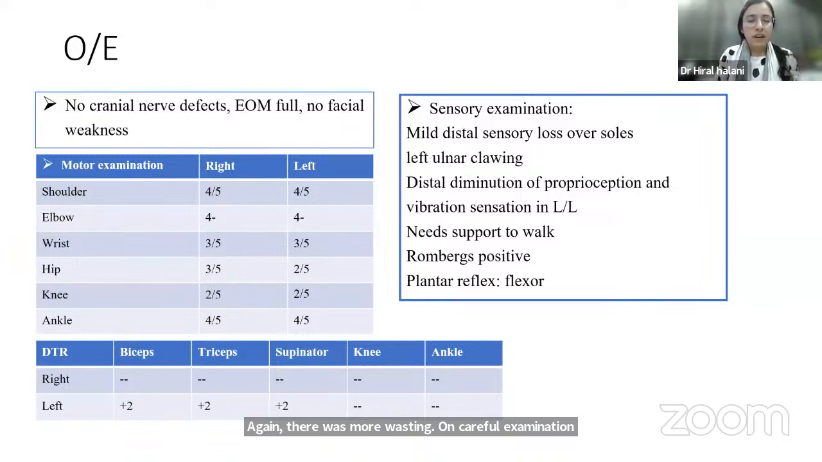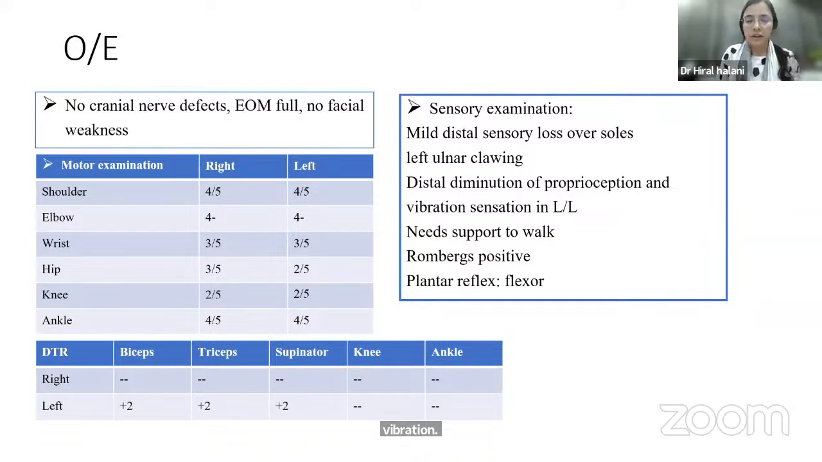So this combination again gives us a thought of IBM kind of weakness also, with proximal lower limb and knee wasting and distal upper limb weakness. But then again, there was mild sensory involvement in the form of very distal diminution of proprioception and vibration, and mild sensory ataxic features and hypo to areflexia.